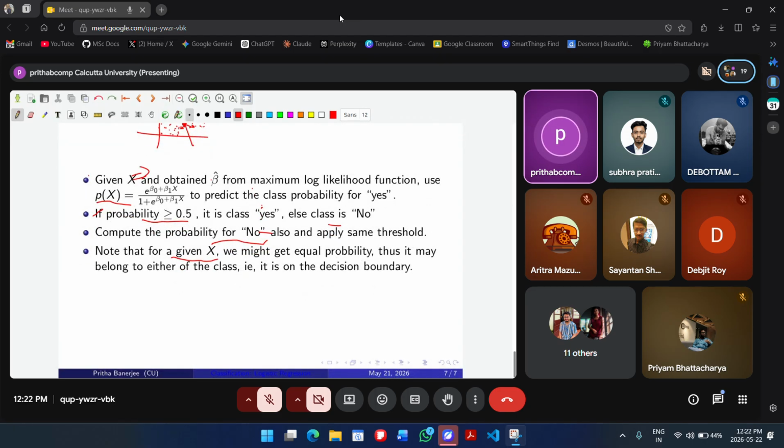So this is all about logistic regression. We have done it very superficially, but at least we should have the idea of logistic regression.